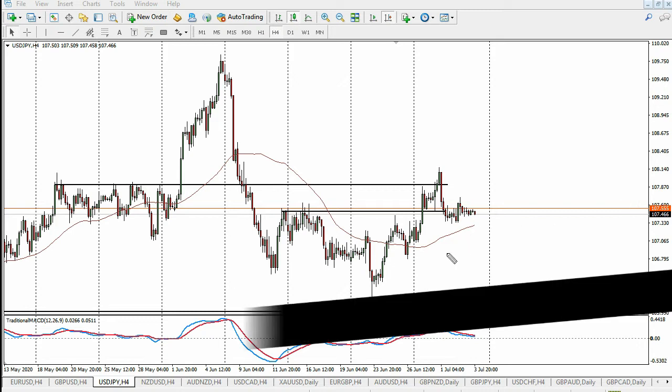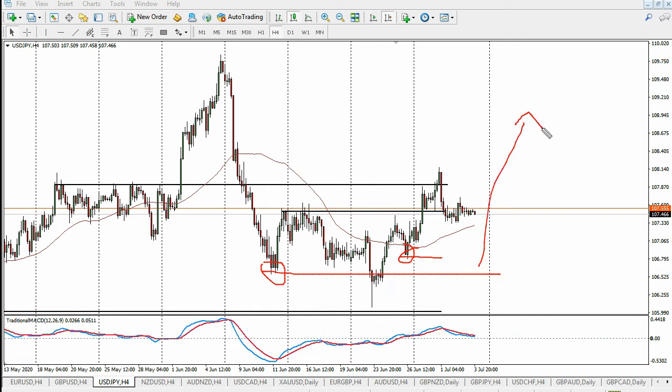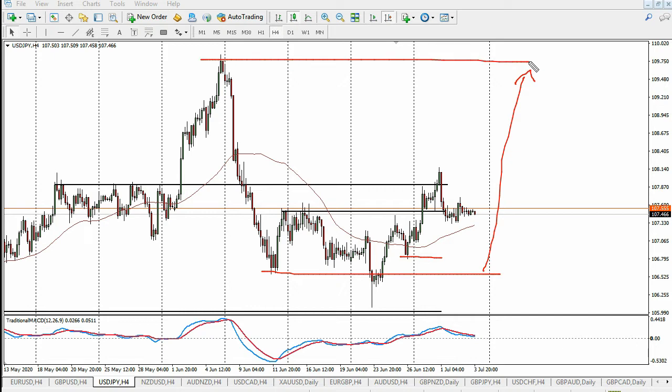The next move of USD yen: price may test these levels before going upwards. So I'm looking for some long positions, but before you take any long positions over these areas, always wait for the price action confirmation before taking any long. So my view about the USD yen is an upside move with a target over here.